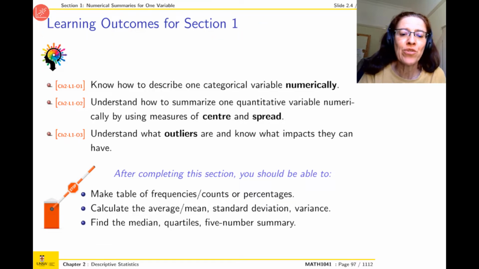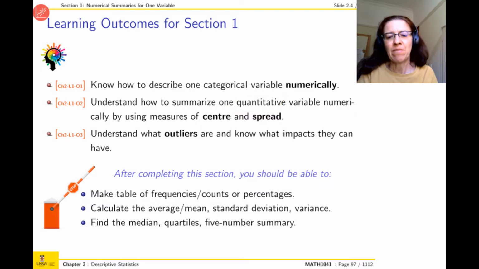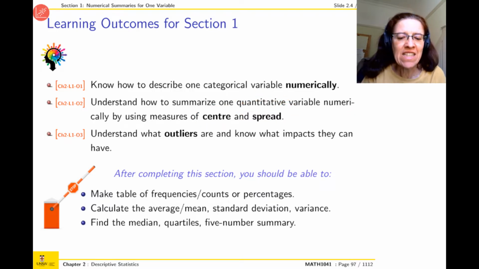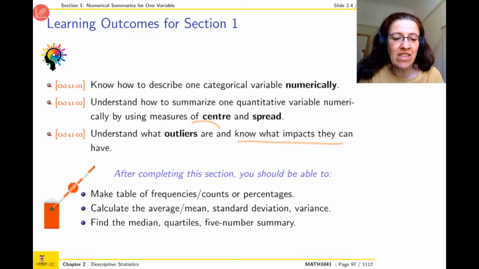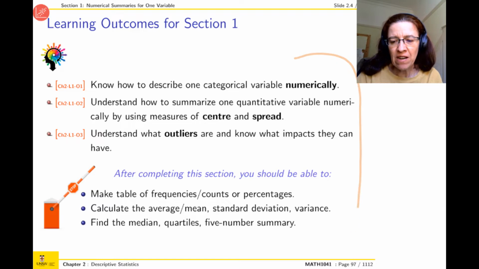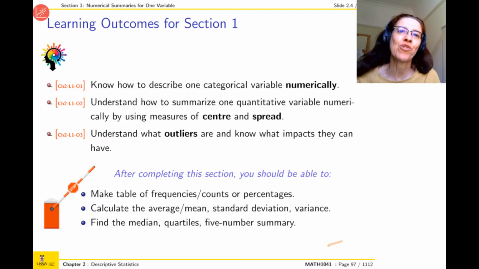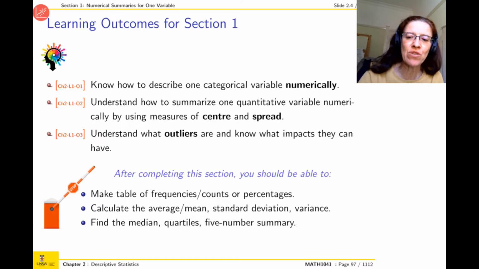So the learning outcomes from section 1: we want to learn to describe one categorical variable using numbers. And we want to understand how to summarize one quantitative variable using measures of center and measures of spread, and understand what outliers are and how they impact what we have. It would be a good idea to use those once you've watched the video and think you understand, just to see if you can actually tick them off.